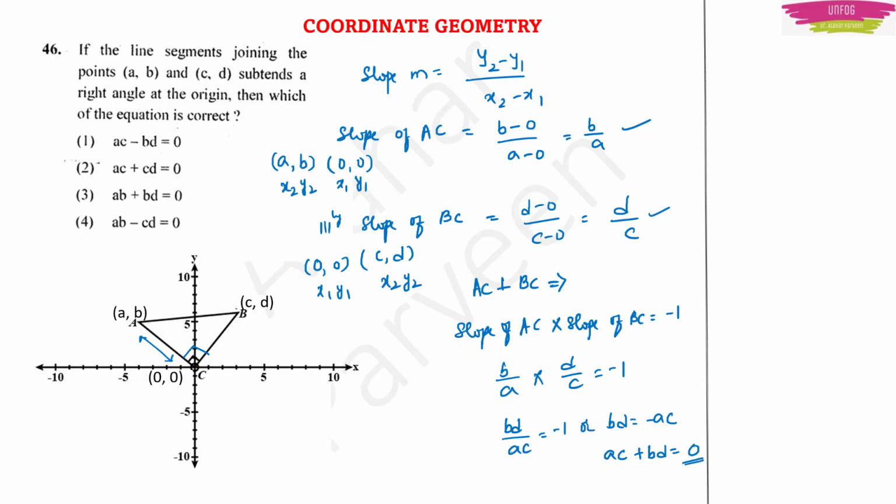Okay. So this is the correct answer. But in the options, this is not there. AC plus BD is equal to 0 is not there, and this is the correct option. So they might have given grace marks for this question, because they have not included the correct option in the options, right? There must be some printing mistake. I think that this should have been plus actually. Okay. So this is the correct answer for this question.